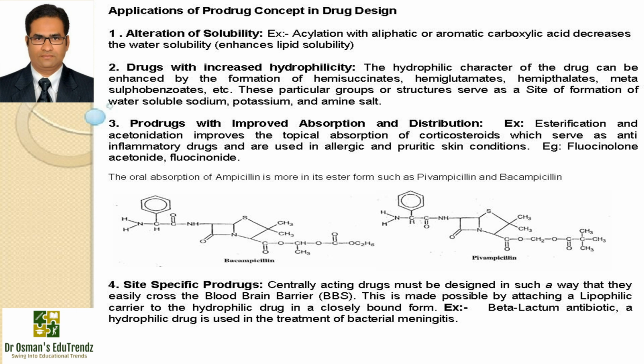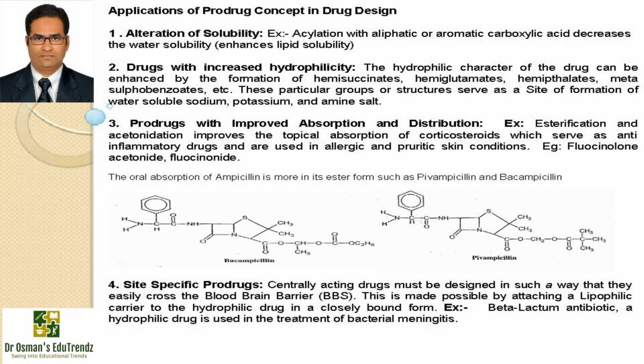Example of the drug is fluocinolone acetonide and fluocinonide. The oral absorption of ampicillin is more in its ester form, such as pivampicillin and becampicillin. Now if you want to prepare site specific products, then centrally acting drugs must be designed in such a way that they easily cross the blood-brain barrier.